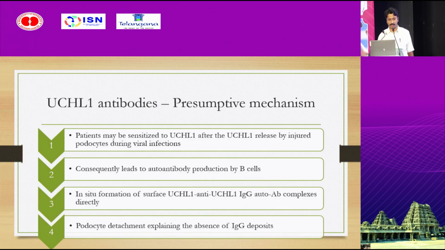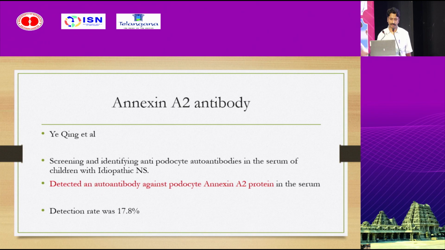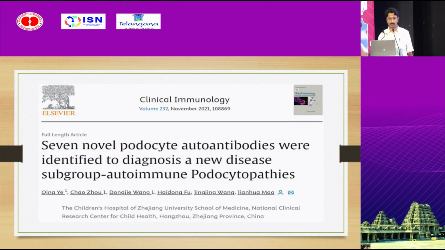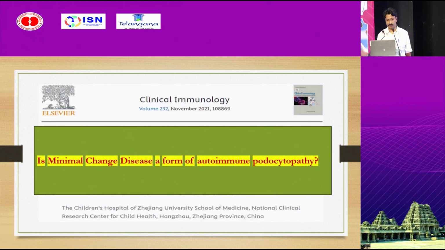So the UCHL antigen which is expressed in the podocyte is released by the injured podocyte during some trigger like viral infections, which leads to autoantibody production and in situ formation of antigen-antibody complexes with IgG, and the podocyte detaches, leading on to proteinuria. This is the postulate for the proteinuria. Another group also studied another antibody, an annexin A2 antibody, which was detected in almost 17.8% of their patient cohort.